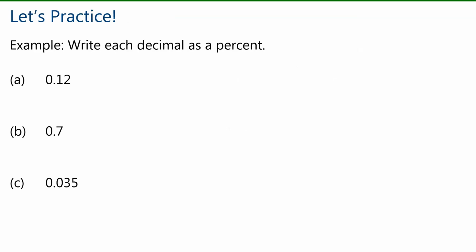So let's do that again. In A, we have 12 hundredths. If I move my decimal 2 places to the right, I get 12%. Now for B, if I move it 2 places to the right, I would get 70%. When you move it to the right and there's no numbers there, you just have to fill in any empty spaces with zeros. And for C, if I move that decimal 2 places to the right, I would get 3.5%.